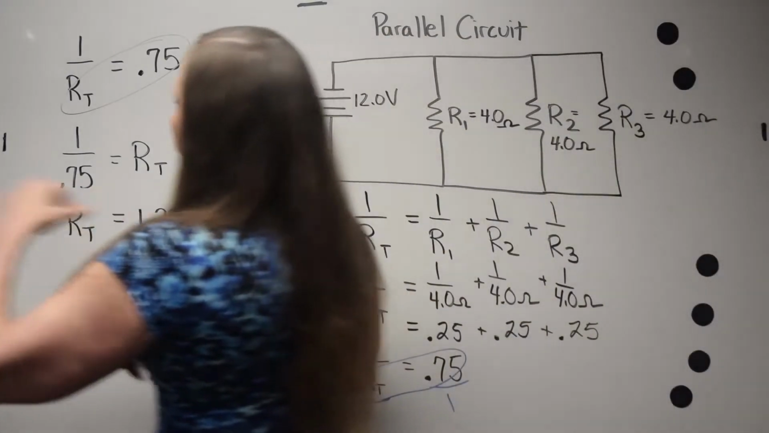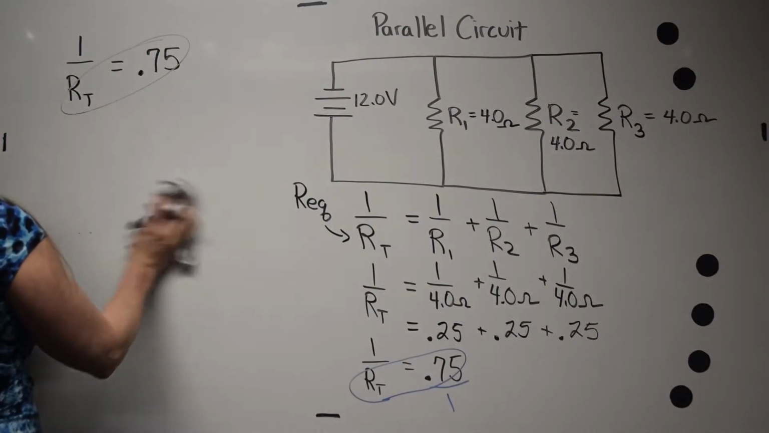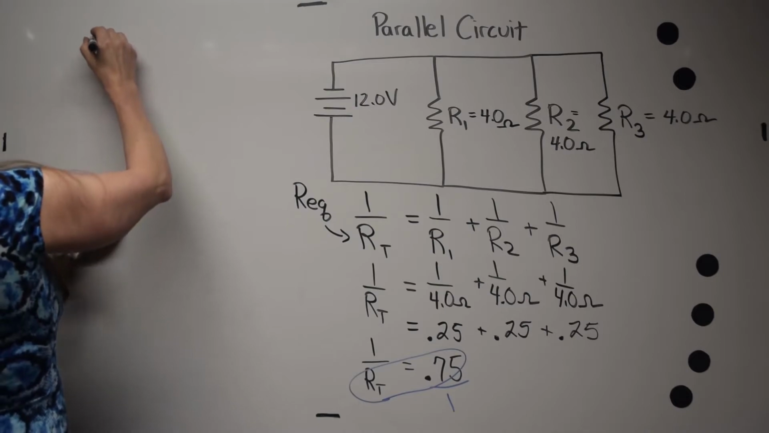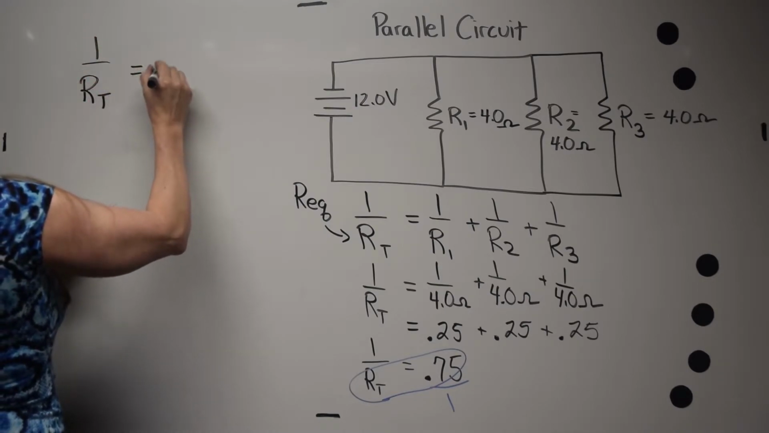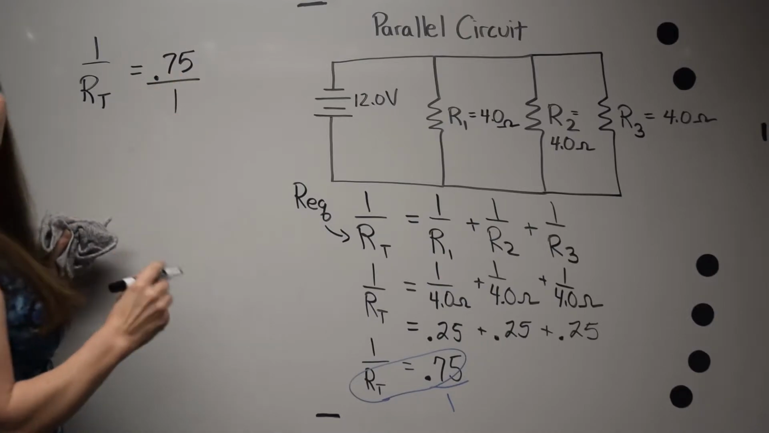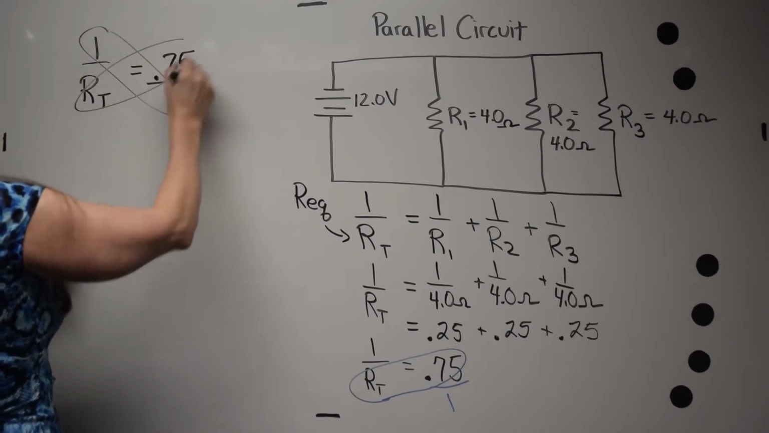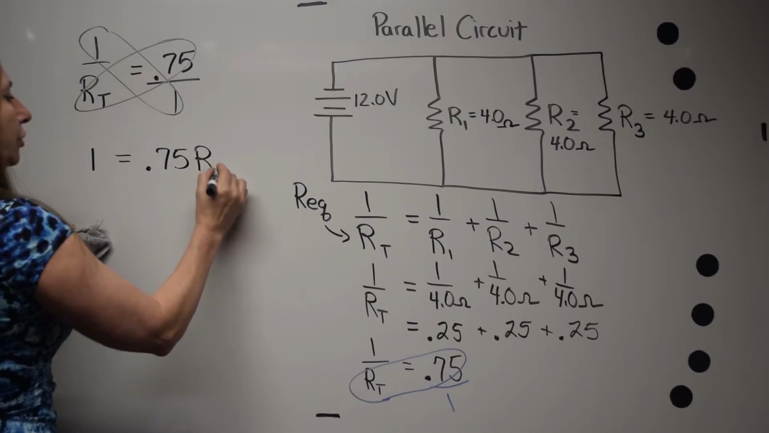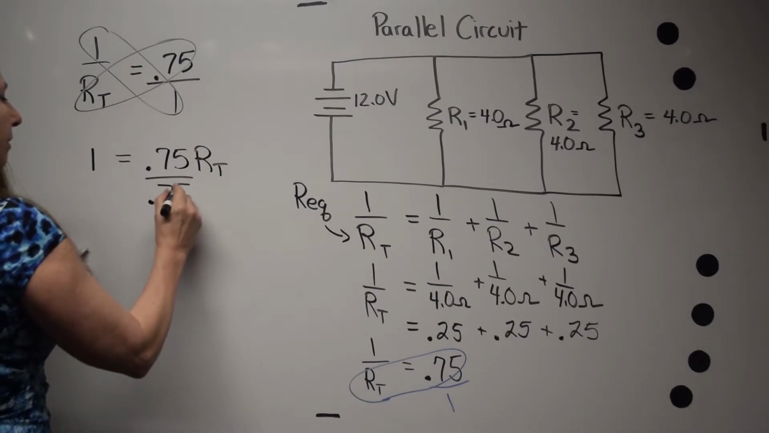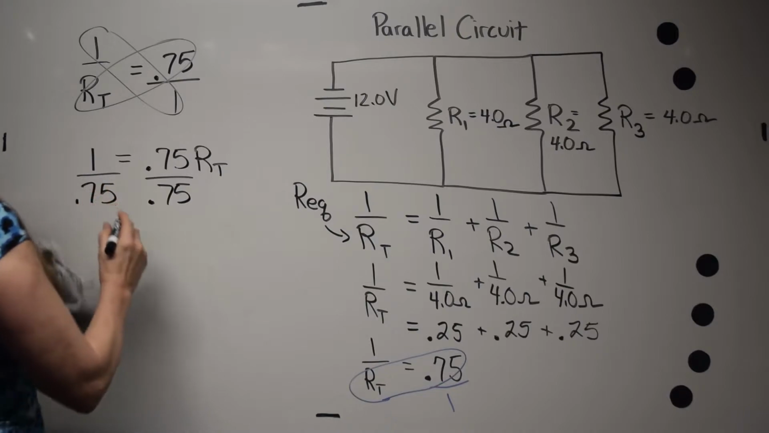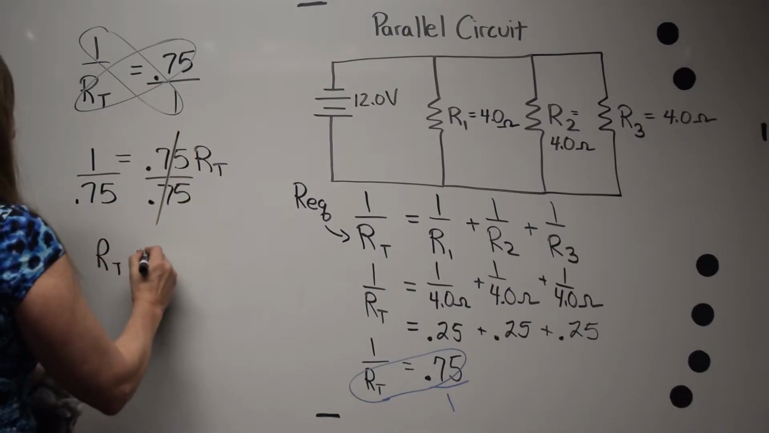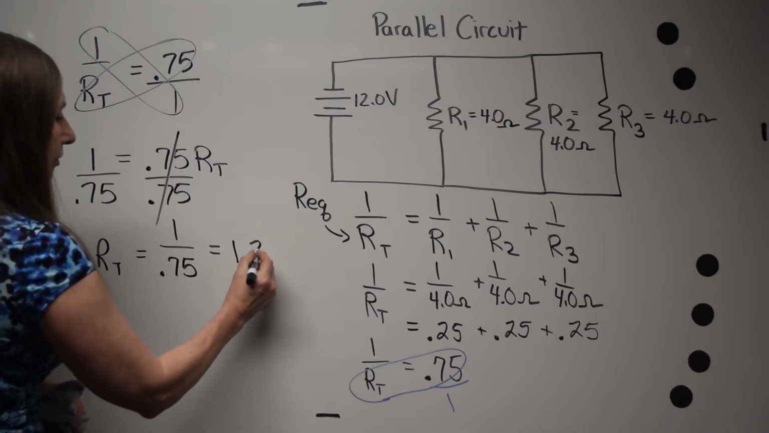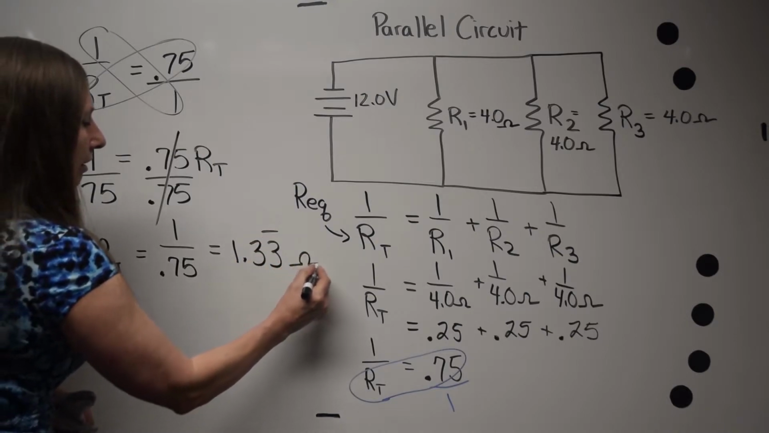Now, I just want to show you, if you don't like switching the inverses there, you could cross multiply instead. Knowing that here, 1 over R total equals 0.75. You know that the 0.75 is really over 1, so you could cross multiply here and say that 1 equals 0.75 R total. Now divide both sides by 0.75. You're going to get the same math as we just did. Those cancel, and R total again is 1 divided by 0.75. R total is going to be 1.33 repeating ohms.